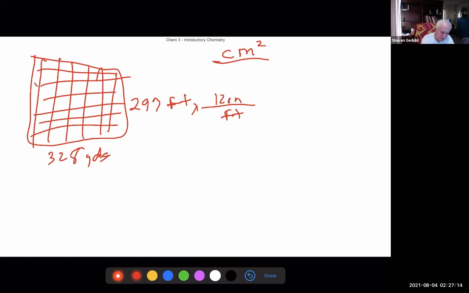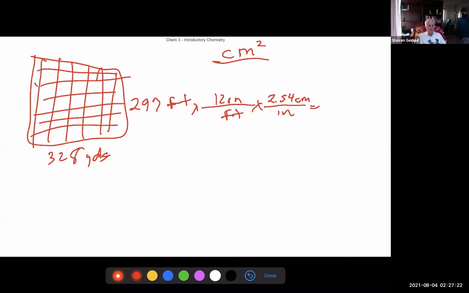Okay, so we have 12 inches, and in inches we have 2.54 centimeters per inch. That converts this value into centimeters. We have to compare apples to apples. We have to multiply by the same number to get the correct units, or the number doesn't mean anything.